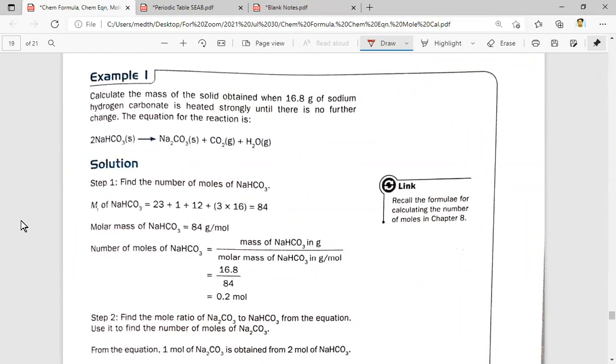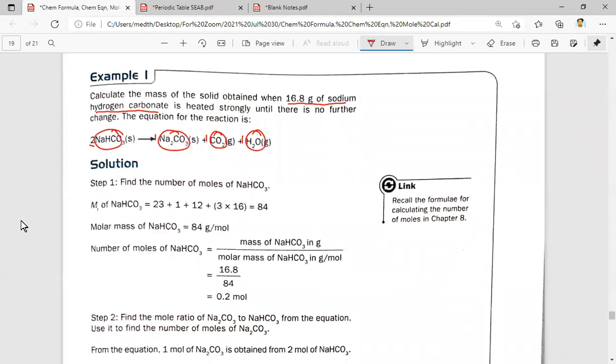Calculate the mass of the solid obtained when 16.8 grams of sodium hydrogen carbonate is heated strongly until there's no further reaction. So the chemical equation looks like this. What it means is that 2 of this, when you heat them up, will give me 1 of this, 1 carbon dioxide, 1 water.